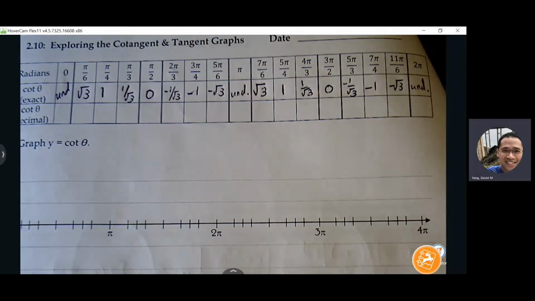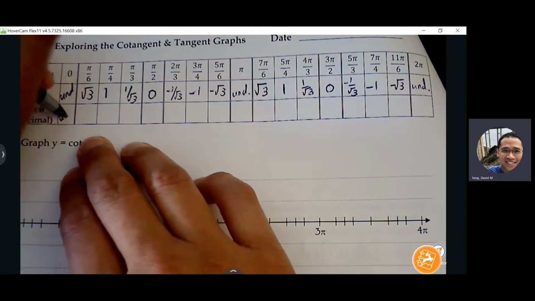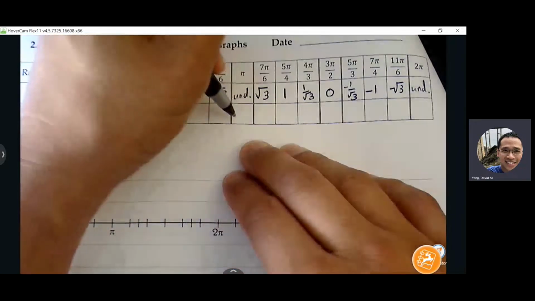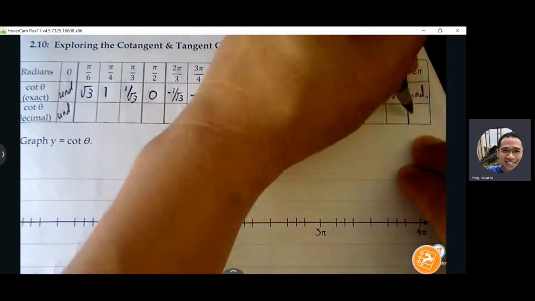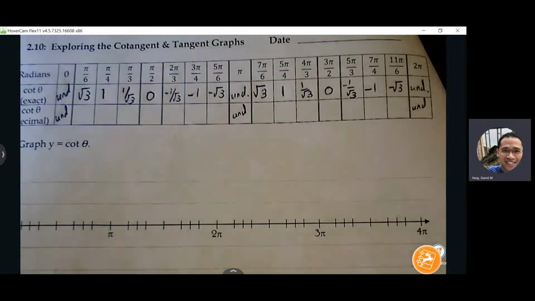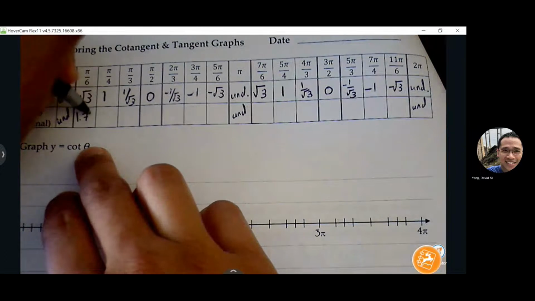Okay, decimal value, you can use your calculator or you can just watch me convert them with what I've already gathered.